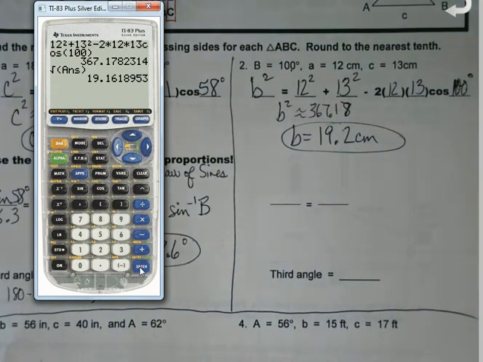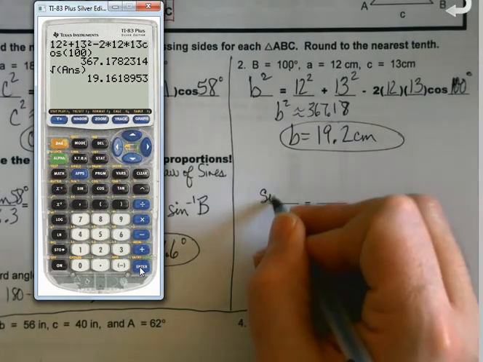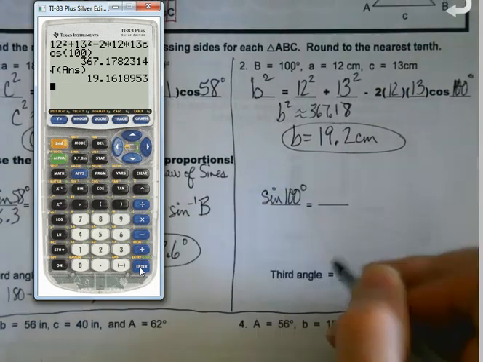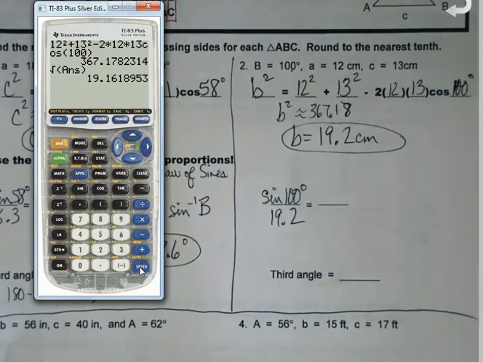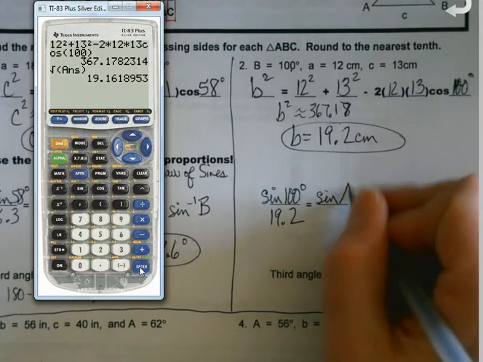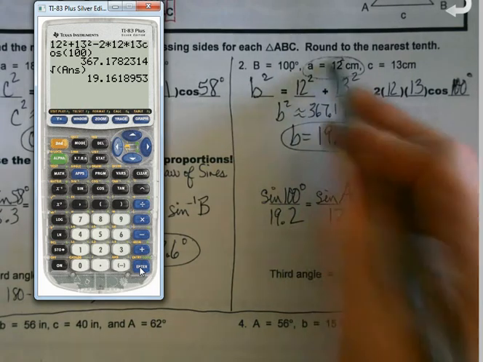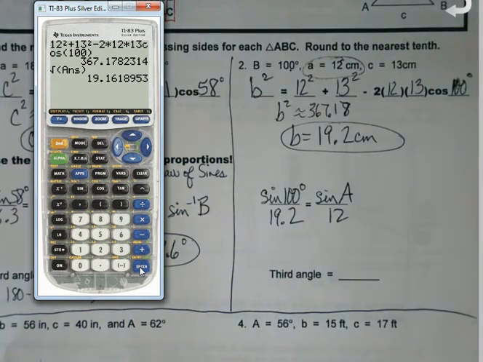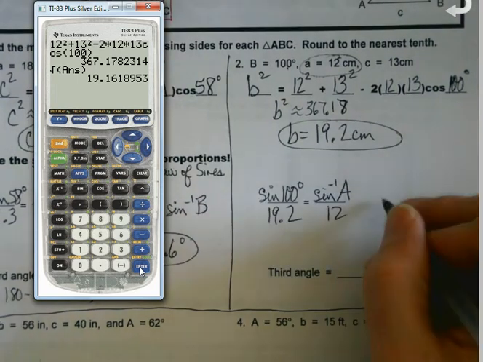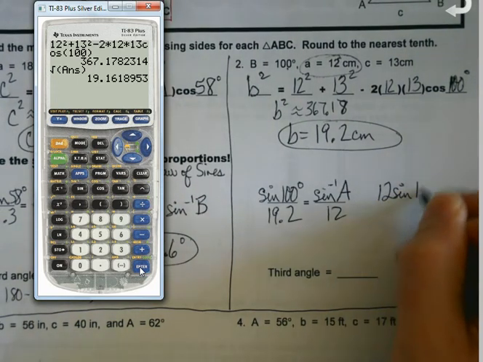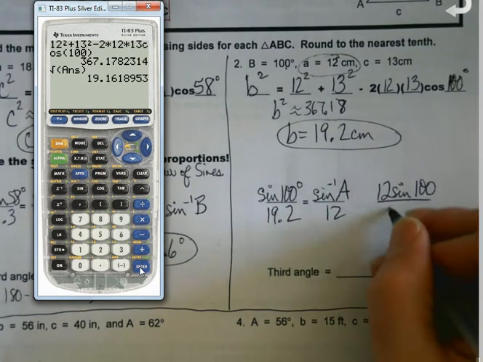So once I get that, then I go to work with my law of sines. I will do the easy part: take the sine of my angle that I have and its corresponding side. What's the other fraction going to look like? Nice. The sine of A over 12, because there's my smaller remaining side. So I am going to cross multiply and divide by whatever's with my sine of A here.